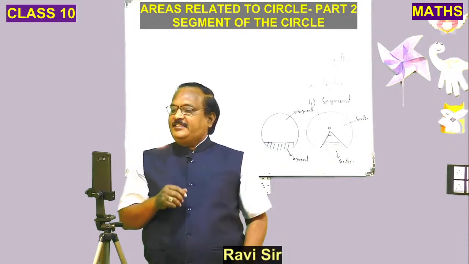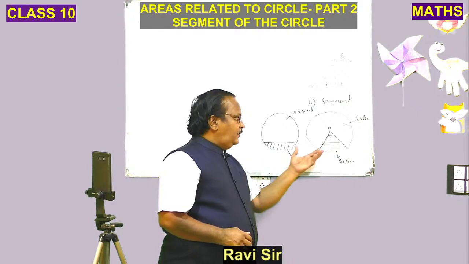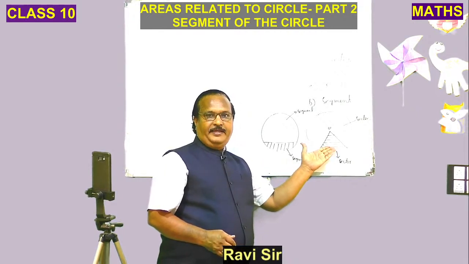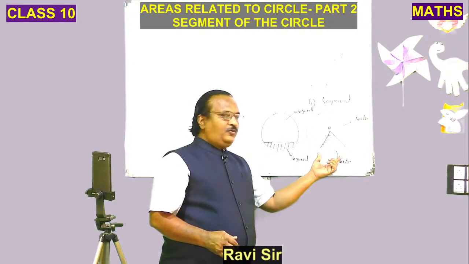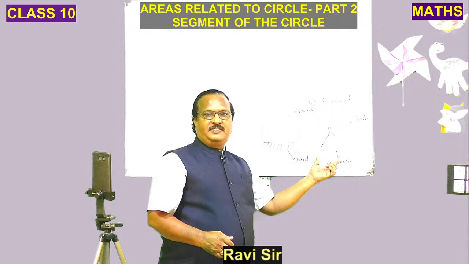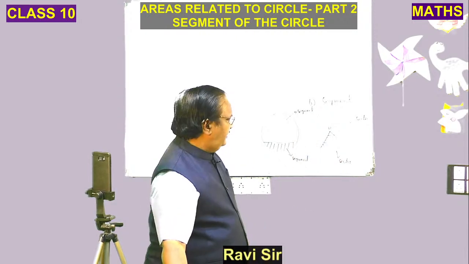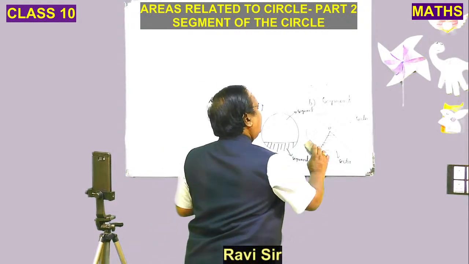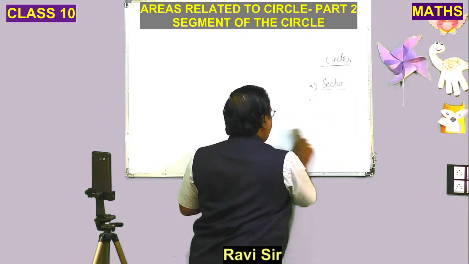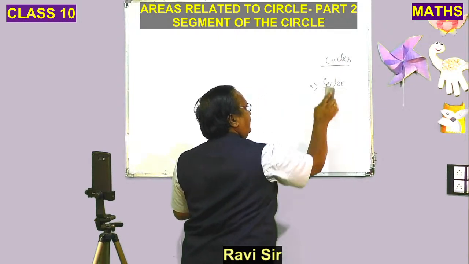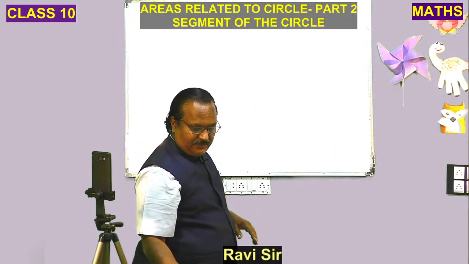So, this is what a segment is. Now you know how to find the area of a sector, the length of the arc, and the perimeter of the sector. I have already explained this; you can see it in my previous video. To find the area of the segment, you need to apply the circle formula and also the sector formula.